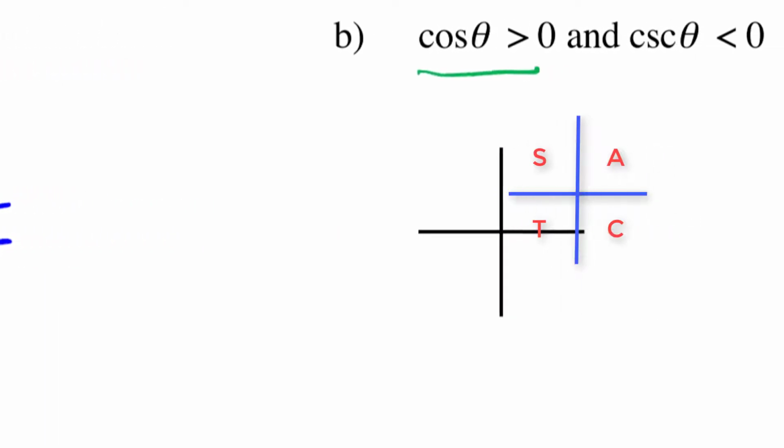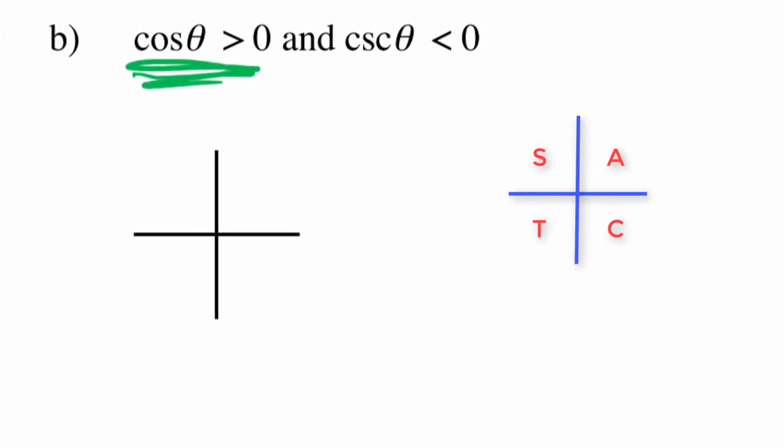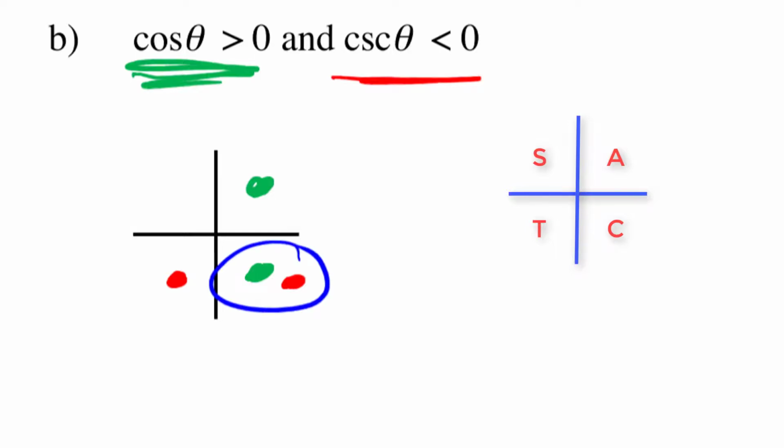Next example. Here the cosine is positive, cosecant is negative. Now, cosine is positive in quadrant 1 and quadrant 4. Cosecant, like the sine, is negative in quadrants 3 and 4. And so what they have in common is quadrant 4. That's where cosine is positive and cosecant is negative.